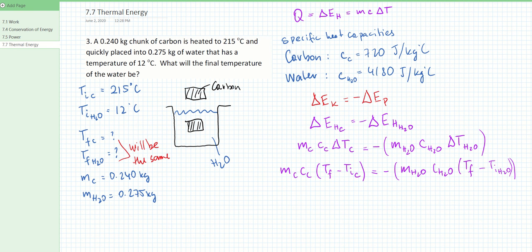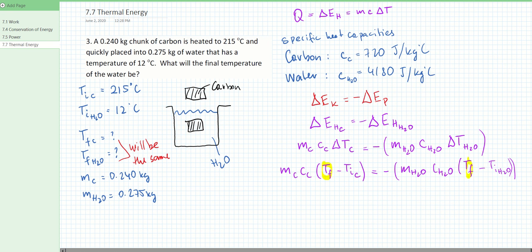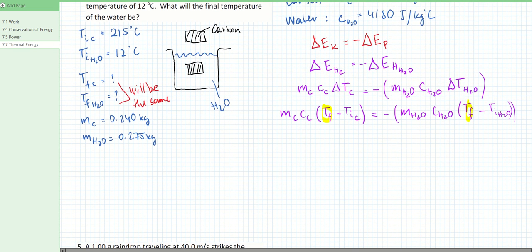Okay, so that's what we have. What we're looking for is the T final, and we know everything else. We know the masses, we know the specific heat capacities, we know the initial temperatures. So it's really just a matter of doing some algebra here. It's not a very complicated question. As long as you know what you're starting with, if you get this equation right, everything else is just mechanics, right? It's just going through the algebra steps. So, all right, let's go through the algebra steps.